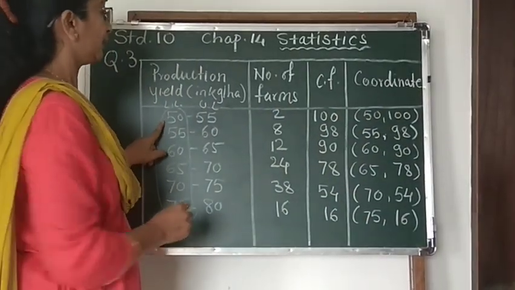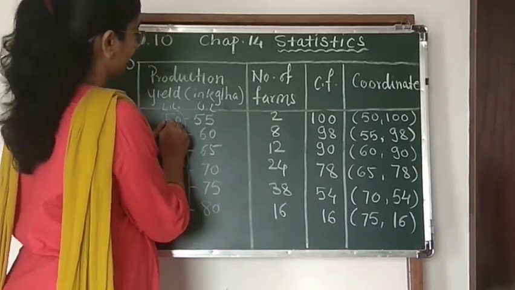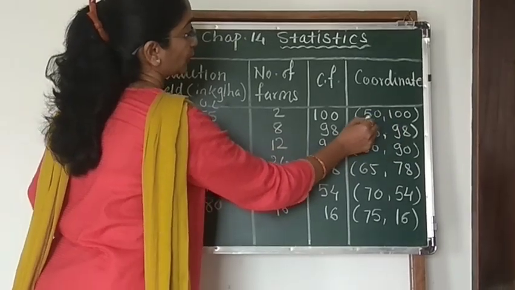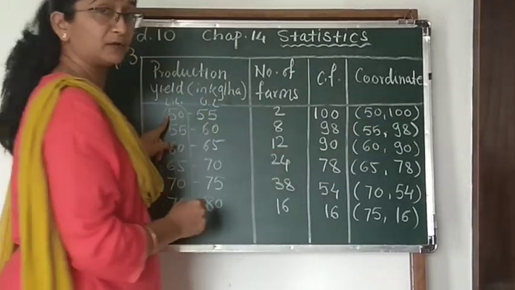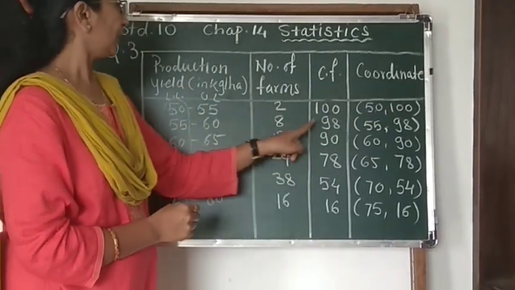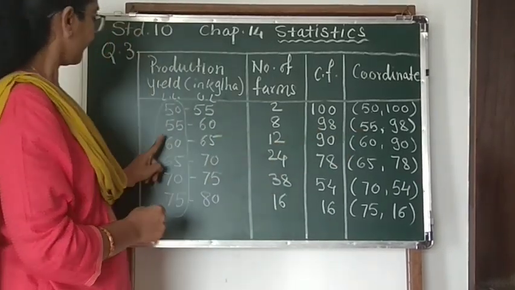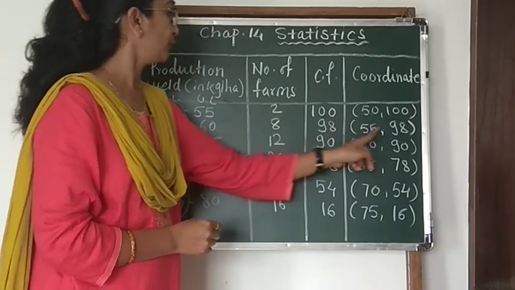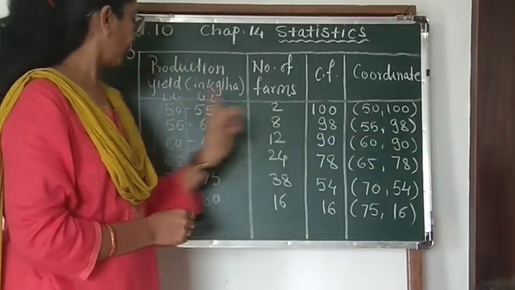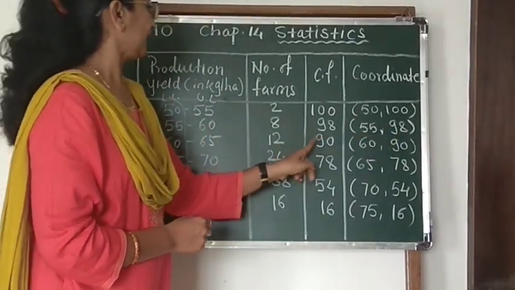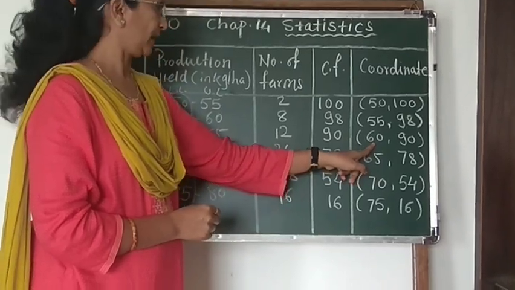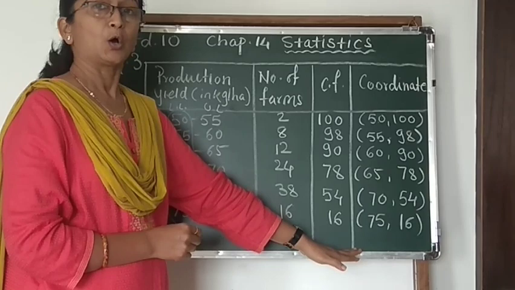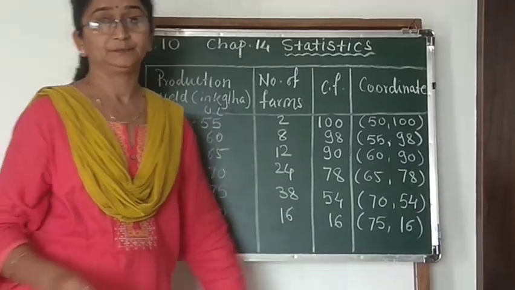That means here lower limit of the first class is 50 and its corresponding cumulative frequency is 100. So 50, 100 is the first point. Then 55, 98 is the second point, 60, 90 is the coordinate of the third point, and so on. Now let us plot these coordinates on the Cartesian plane.